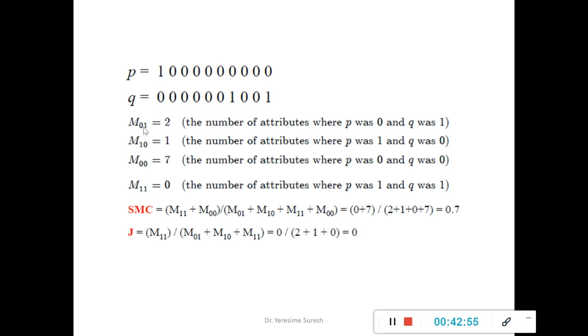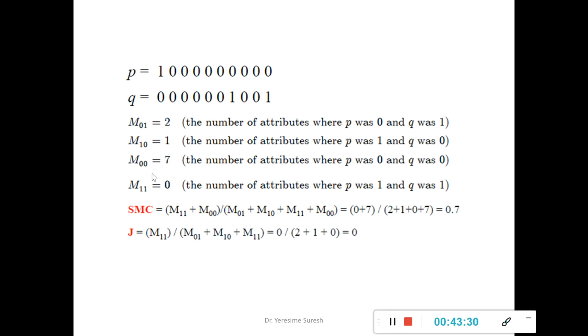Similarly, M01. M01 indicates the bit representation for P is 0 and for Q it is 1. So, we will see the instances. See here, in this scenario, the bit representation for P is 0, Q is 1, P is 0, Q is 1. So, there are 2 instances, hence the value of M01 is 2.